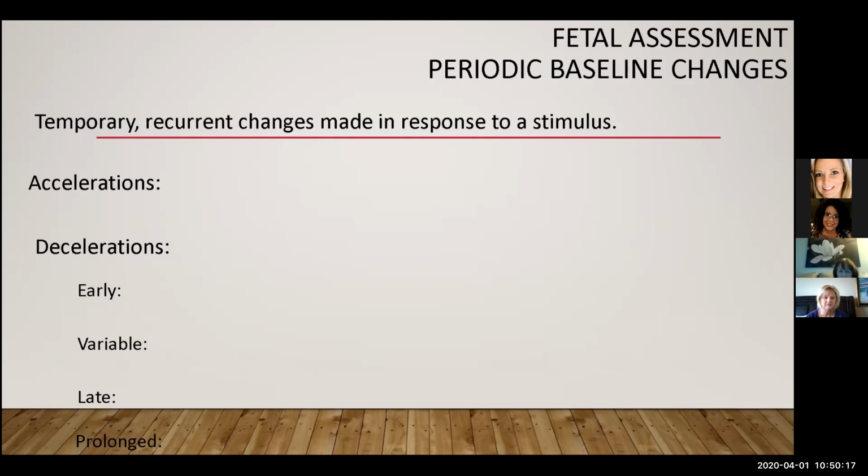Interventions, we need to prepare for an immediate delivery if warranted. If the chronic episodes are consistent, like we were just talking about, and variability does not improve with our interventions, like we've discussed, then we're going to continue to move forward with a C-section.